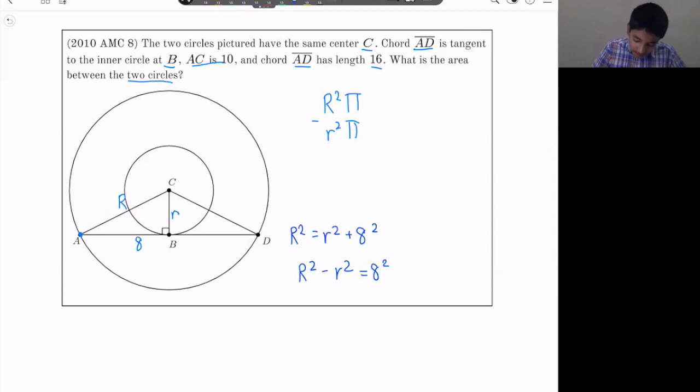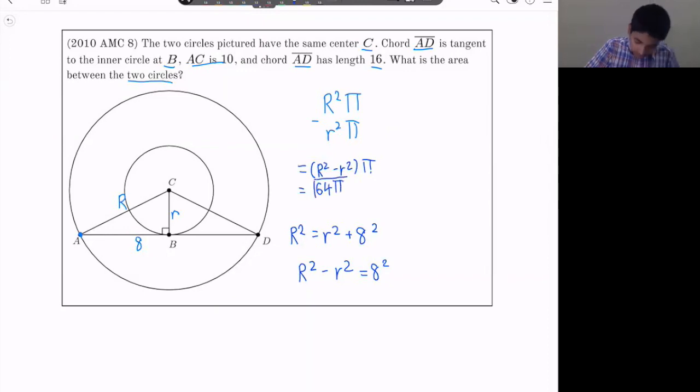So what does this mean? Well, we can compact this expression, big R squared minus little r squared, times pi. I'm being a little bit unclear here. Big R squared minus little r squared is 8 squared. This means that we have just 8 squared, 64 pi, essentially.